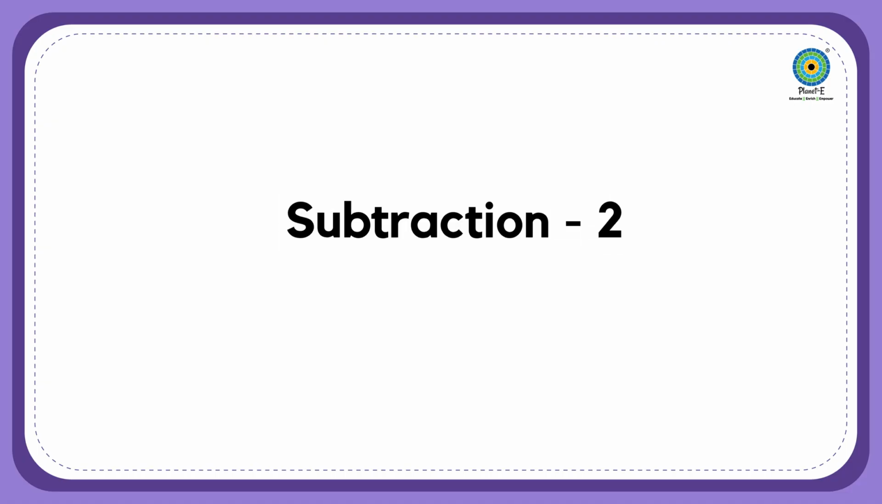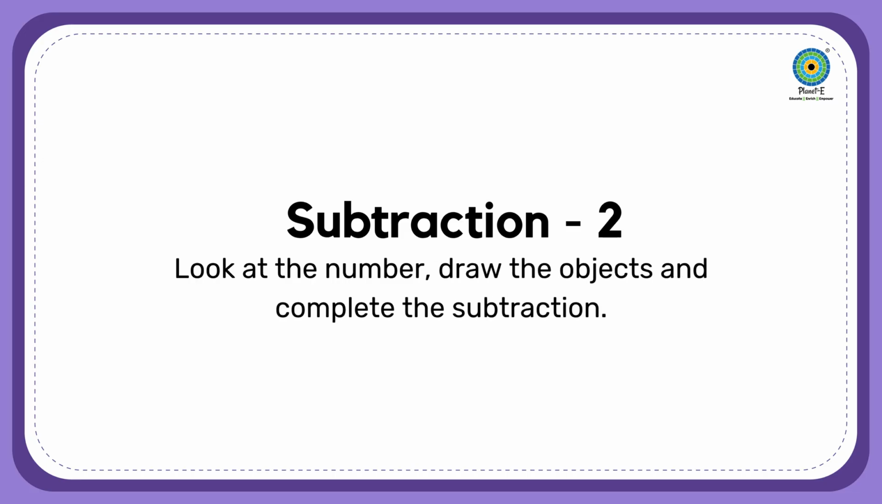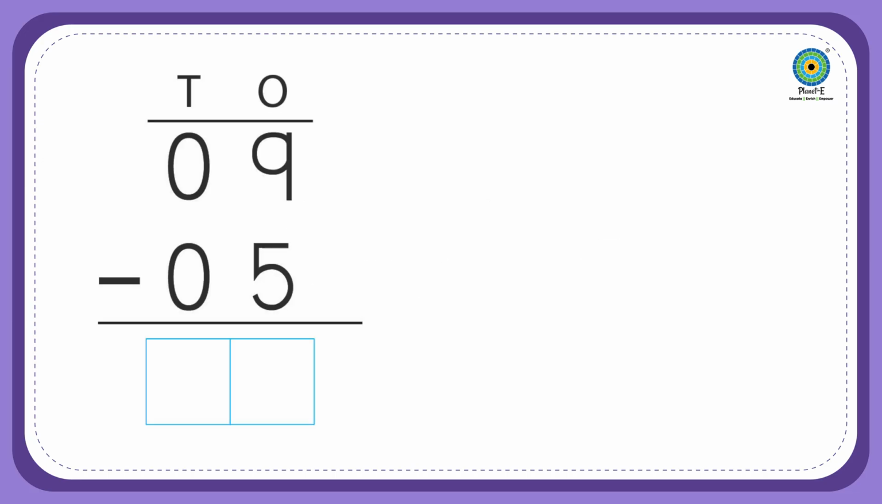Subtraction. 2. Look at the number, draw the objects and complete the subtraction. We will draw the number of objects given in first line. Then we'll subtract the number of objects given in second line.